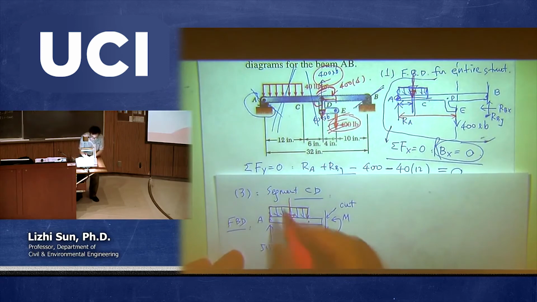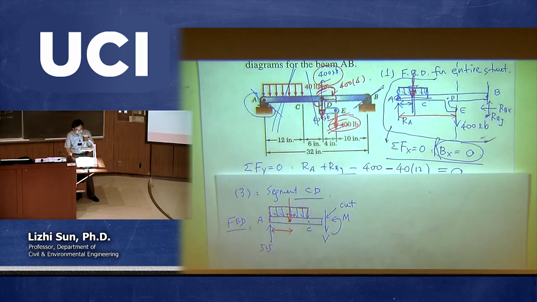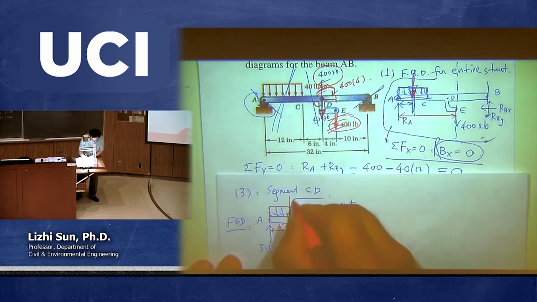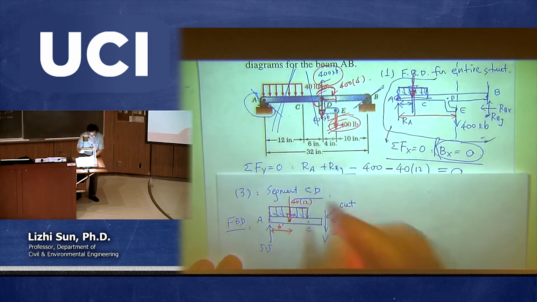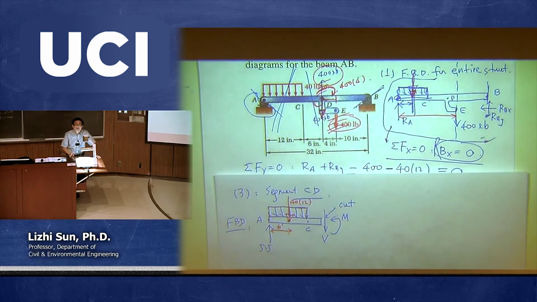Okay, so this one is located at the local center between A and C. So A and C together is 12 inch. So then from A to this local center should be 6 inch, okay, because half. And the magnitude of this force is the area, or in other words, it should be 40 times 12. That's the magnitude of this virtual concentrated load.